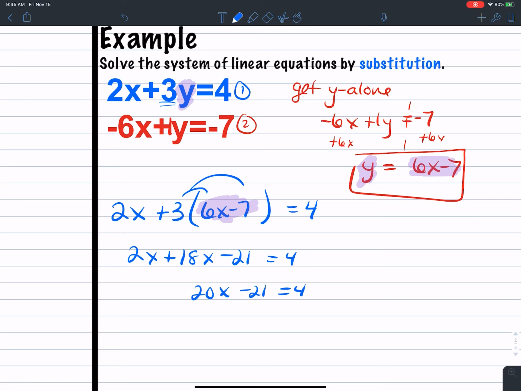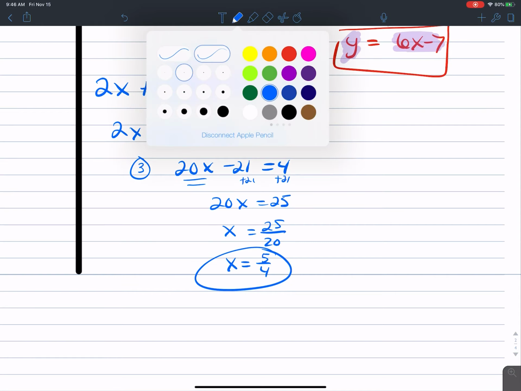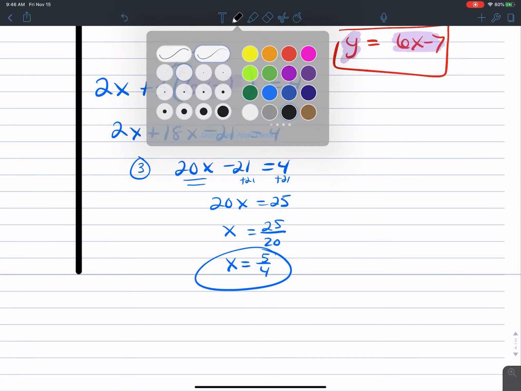So we'll distribute our 3 and collect like terms. So here we have one equation with one variable, so it's our new equation, so we'll call it equation number 3. So to get x alone here, I'll just add 21 to both sides. To get x alone, I'll divide by 20. And we can simplify that fraction. They're both divisible by 5. So x is 5/4.